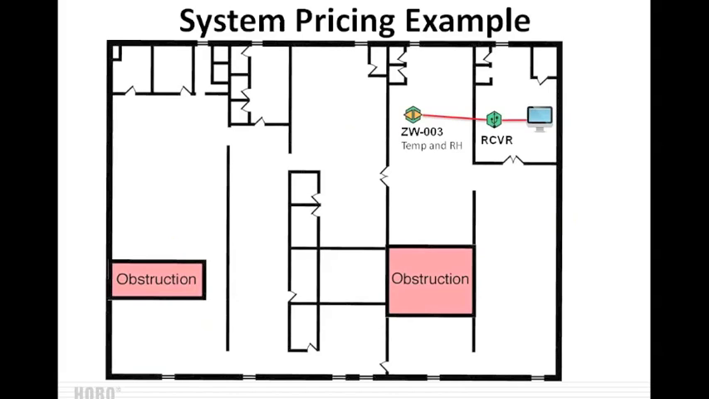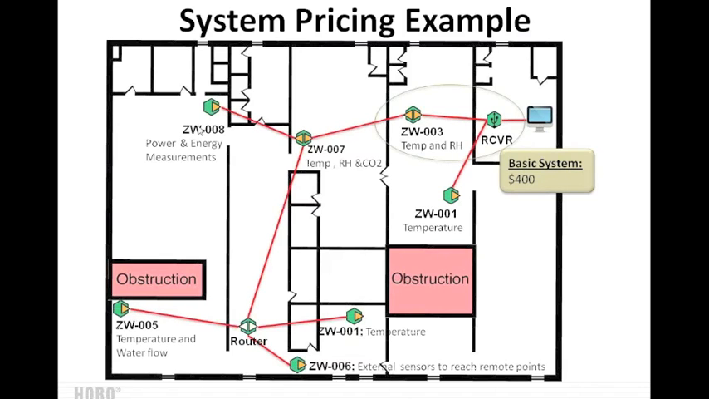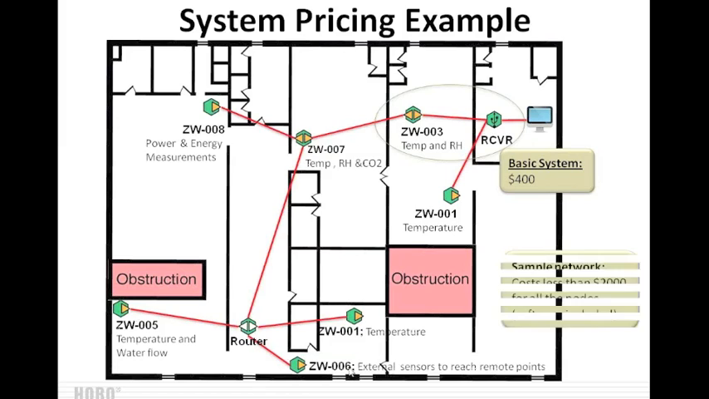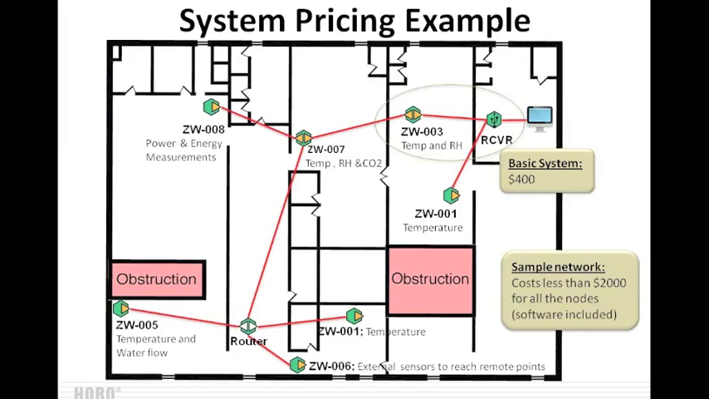So if we flash back to the illustration example that I walked you through earlier in the presentation, just to give you a sense of a full system cost, we start off with a receiver and a single temperature and relative humidity node, and that basic system will cost about $400. If we expand and include various node options with each of the illustrations that I had walked through before, you could be looking at a system cost somewhere around the $2,000 mark for all of the nodes, without sensors included, but with the software included. It's important to tell you that our receivers come with software free of charge.